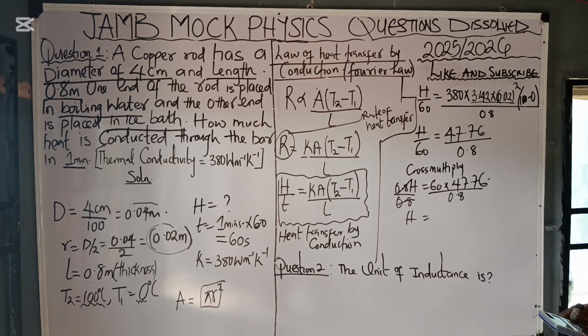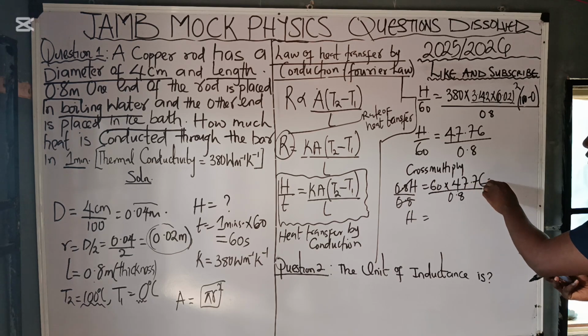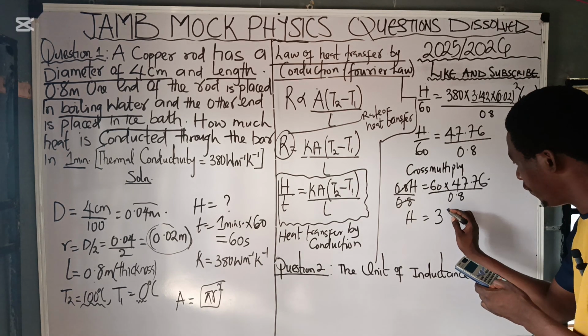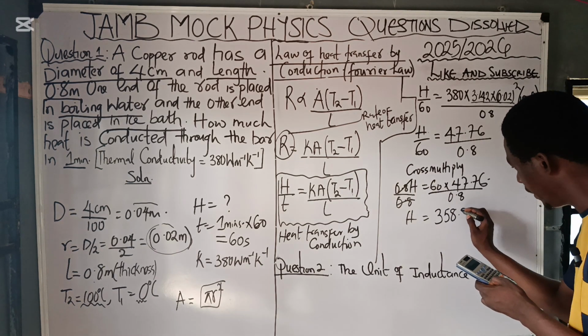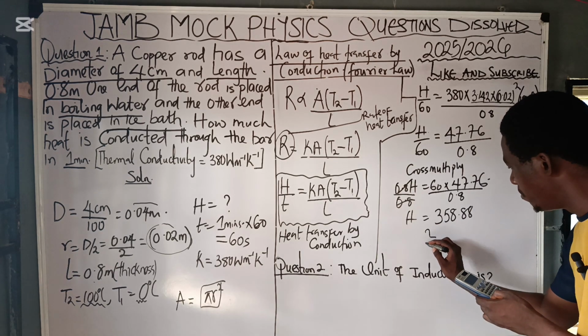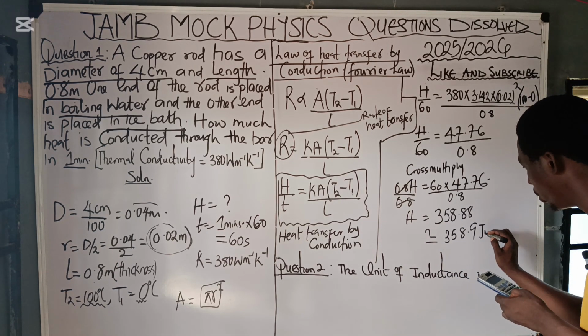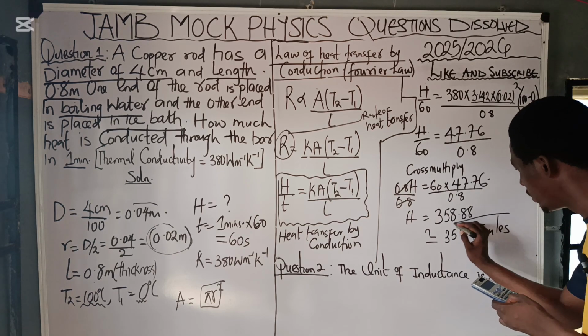H will give us 47.76 times 60 divided by 0.8. That will give us 358.88, approximately 358.9 joules. This is the amount of heat transfer.